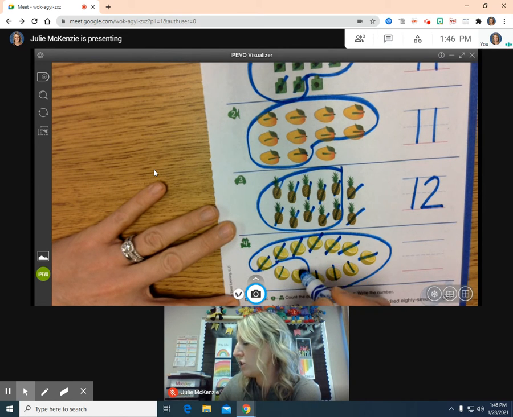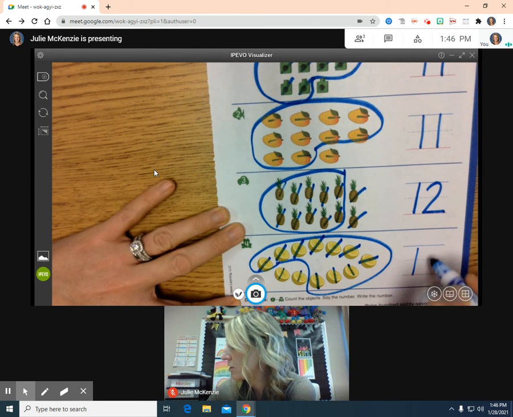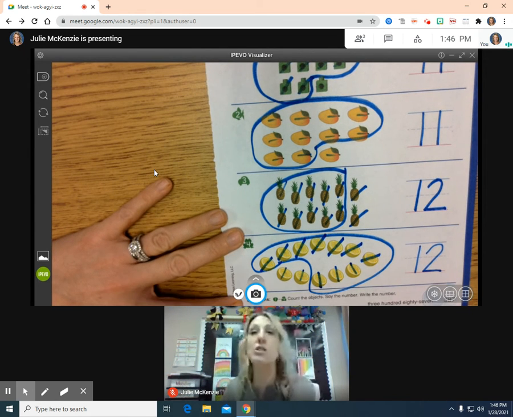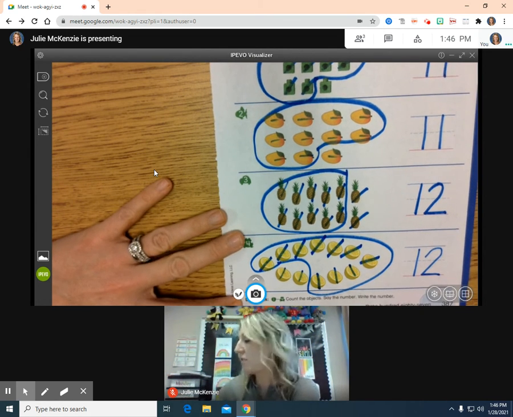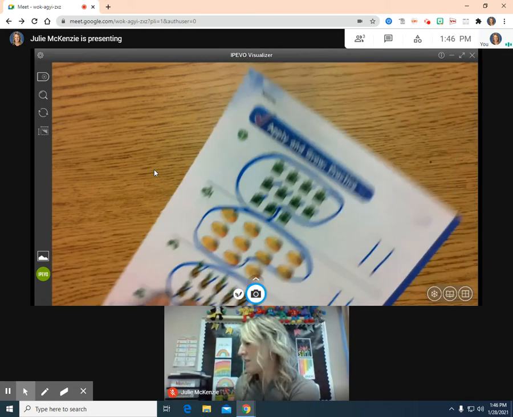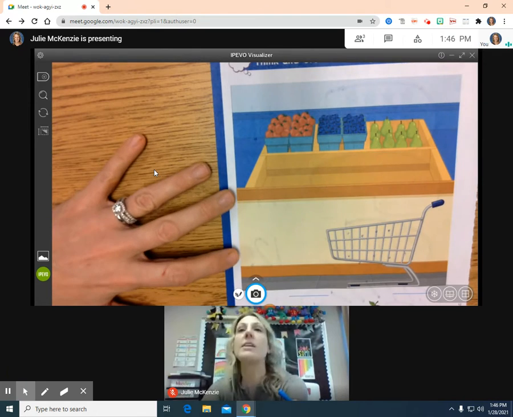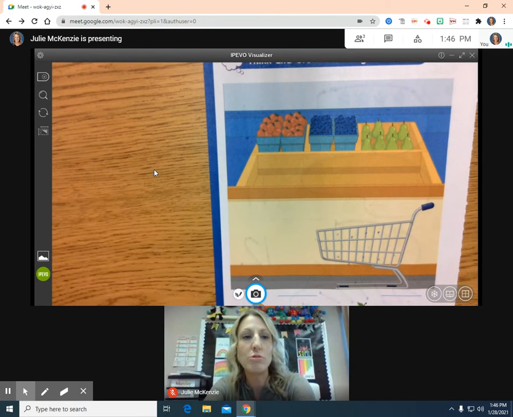11, 12. There are 12 total. A group of 10 and 2 more. We write a 12 by having a 1 and then a 2. Okay, turn this over. This, to me, looks like a grocery store.